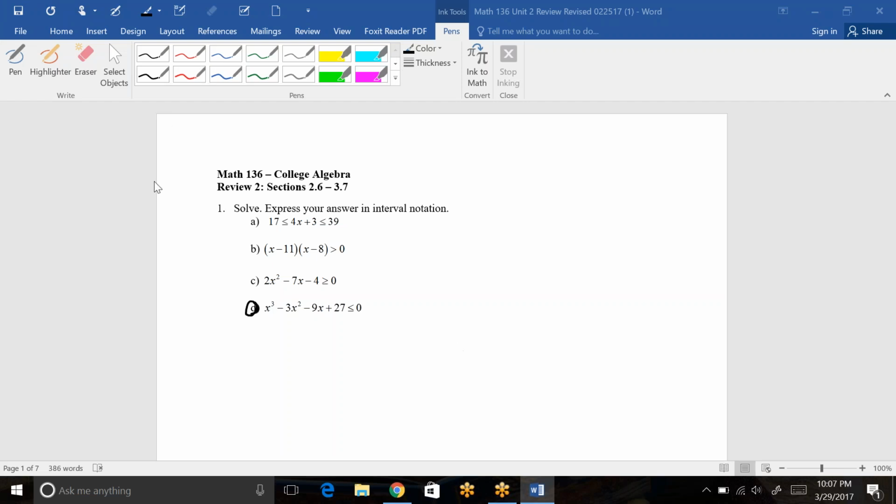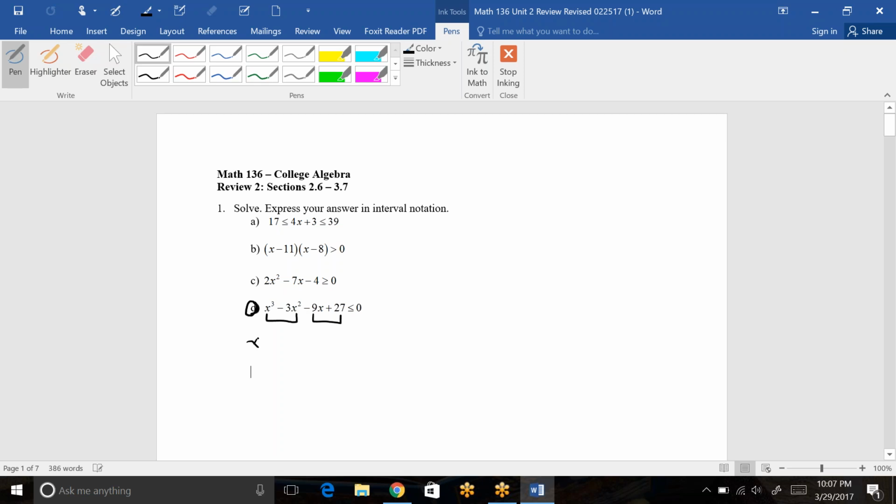Starting with number 1, part D, it says solve and express your answer in interval notation. So this one has no x's in a denominator, but it is a polynomial. Because there are 4 terms on this side right here, we need to try to factor by grouping.